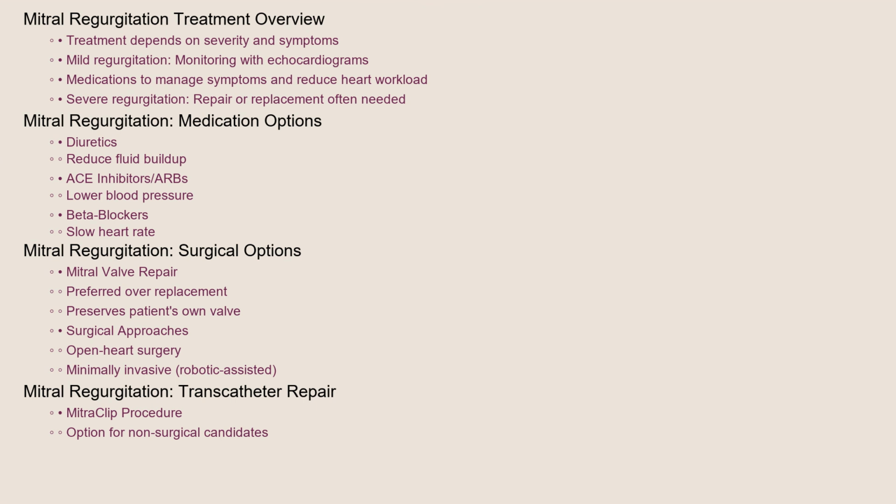For severe regurgitation, especially when symptoms are present or the heart is becoming enlarged, mitral valve repair or replacement is often necessary. Mitral valve repair is generally preferred over replacement when possible, as it preserves the patient's own valve. Surgical approaches can be either open-heart surgery, or minimally invasive, including robotic-assisted surgery. In some cases, a transcatheter mitral valve repair, like the MitraClip procedure, may be an option for patients who are not good candidates for surgery.